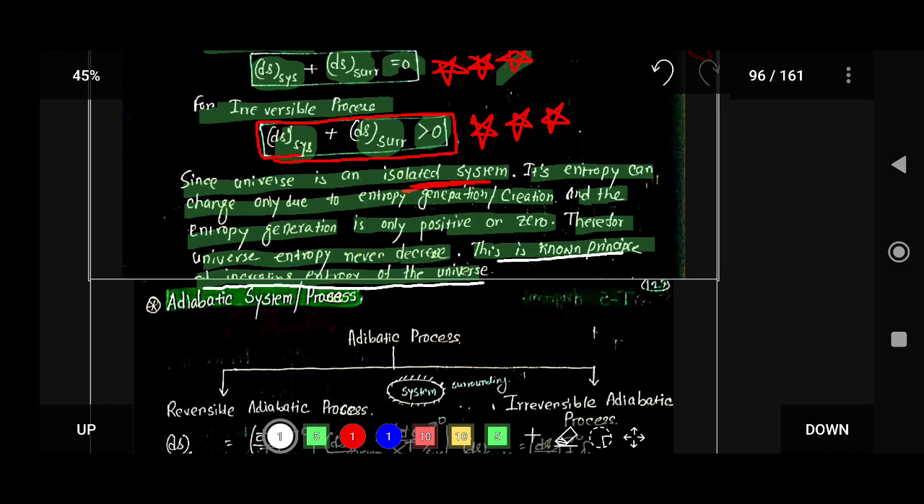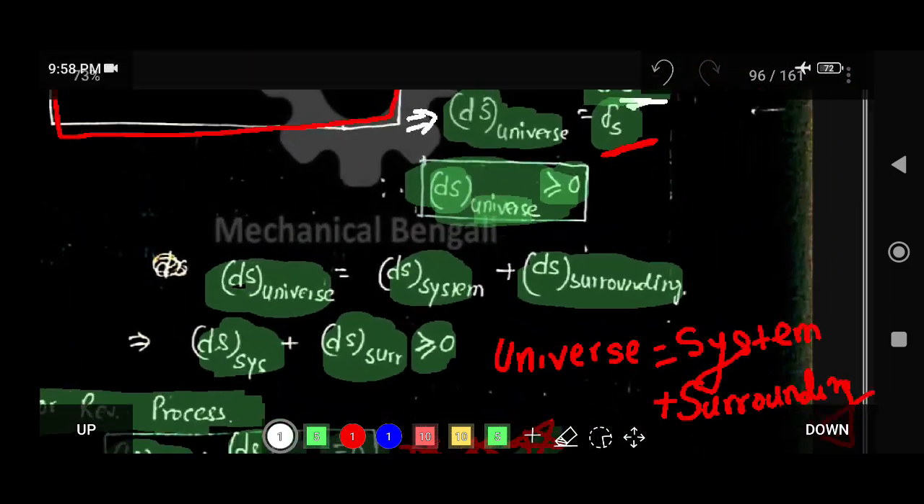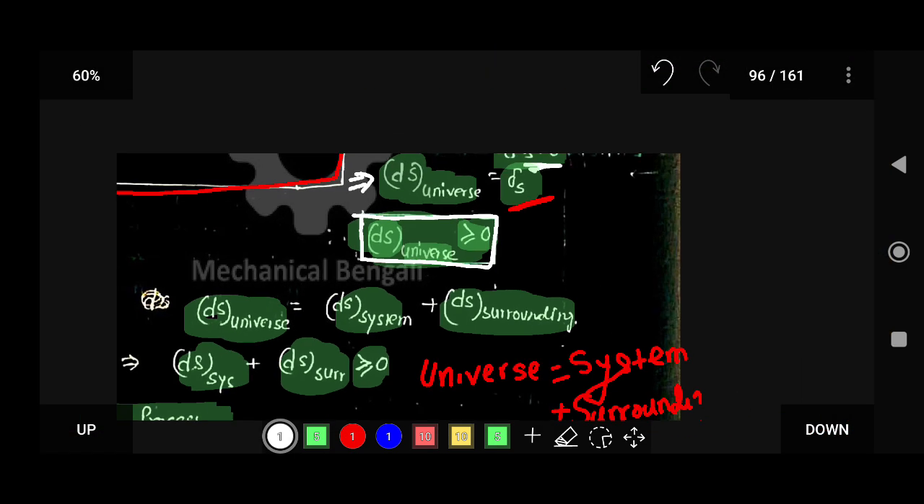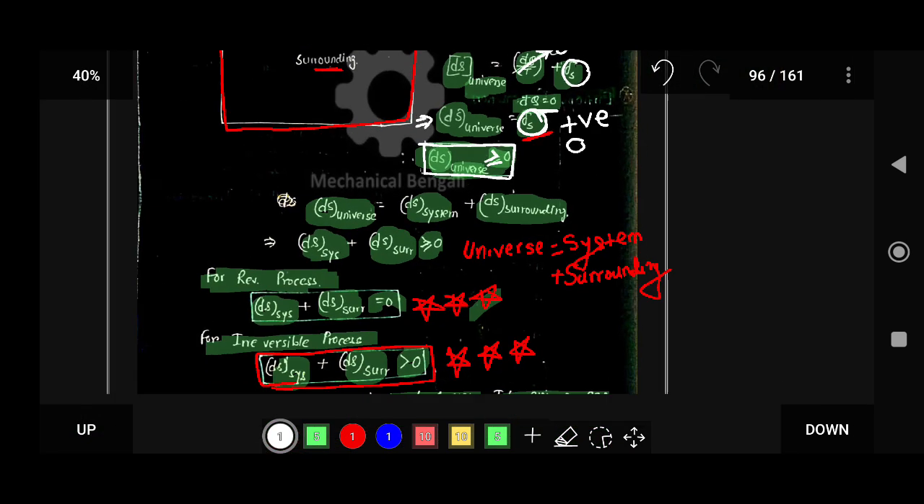Okay, so here dS is greater than or equal to 0 because the entropy generation value will be positive or 0. So that is why this is greater than or equal to 0. Okay, so this is the thing.